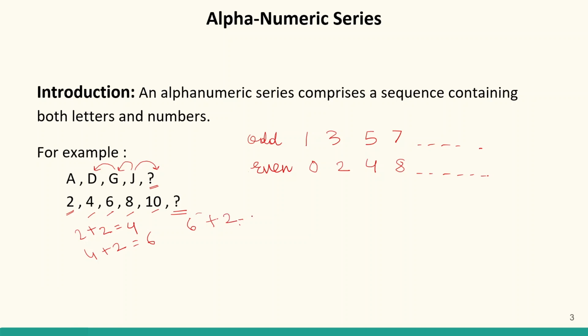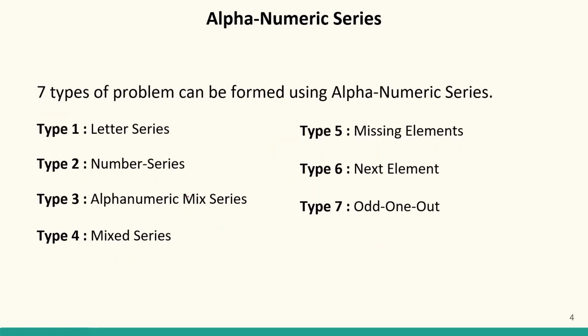6 plus 2 equals 8. So we can see that the logic being followed is we are adding 2 to the previous number. So similarly, if we add 2 to 10, 10 plus 2, we will get 12, which will be the answer for this alphanumeric series. Now we have 7 types of problems that can be formed using alphanumeric series.